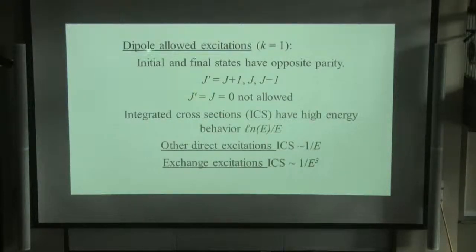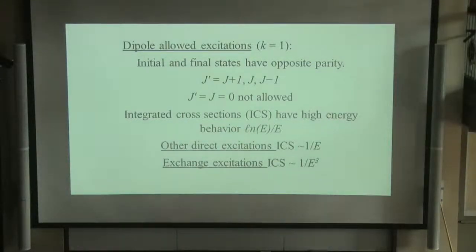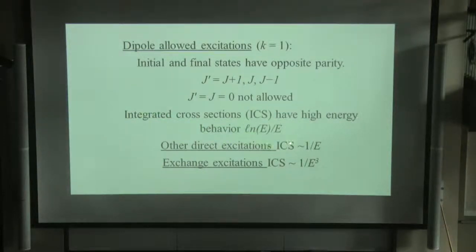Well, let's take a look at dipole allowed transitions, which are the most important ones, and that is k equals 1. And so if that's the case, then the initial and final states must have opposite signs of L. In other words, they have opposite parity, and you get the final J must be equal to J minus 1, J, or J plus 1, provided they're both not 0. And it then means that the integrated cross sections for higher energies go off as ln E over E, so the usual sort of behavior.